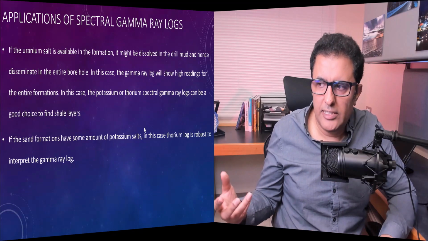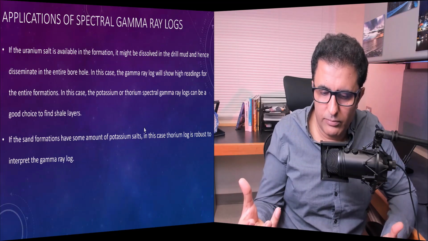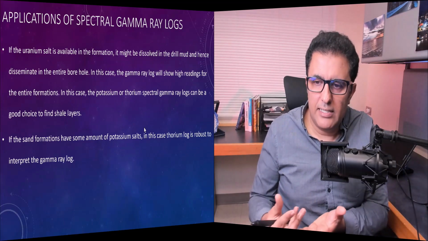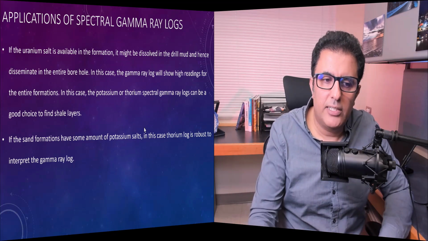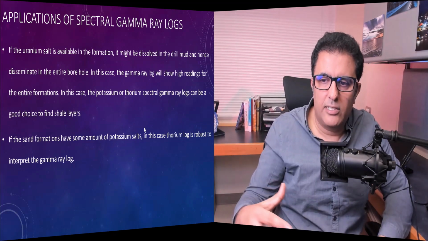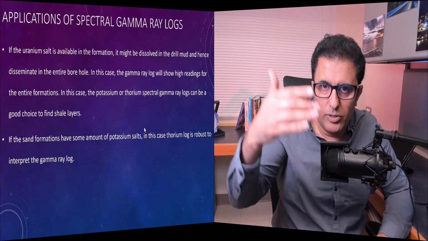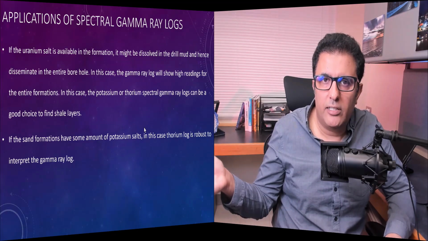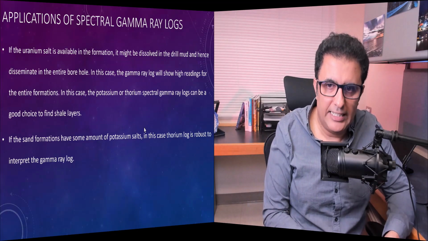Another scenario is that we have a formation that has some uranium salt, and that salt is dissolved in the drilling mud and somehow disseminated through the entire borehole. And again, we're going to have a very high reading of the gamma ray, and again the interpretation becomes very challenging.